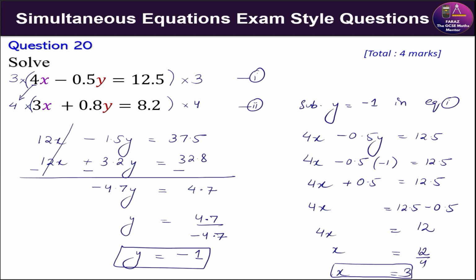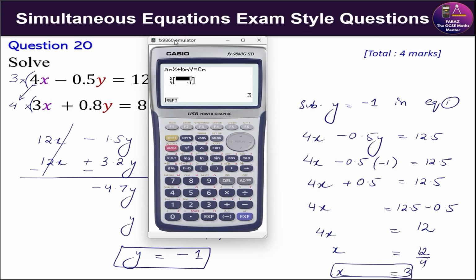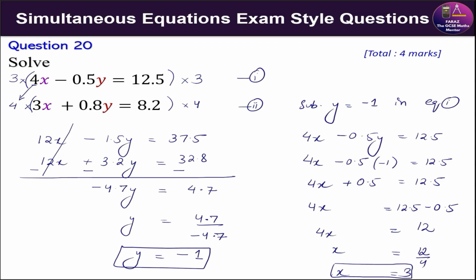Let's verify it from the calculator. Okay, so we have to search for equations, simultaneous equations. Number of unknowns are 2, and now you have 4x minus 0.5y, 12.5 after the equal sign, 3x plus 0.8y, and 8.2. So you will have x equals 3 and y equals -1. Okay, nice and easy. Let's move to the next question.